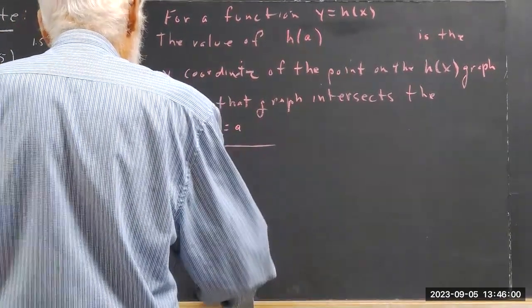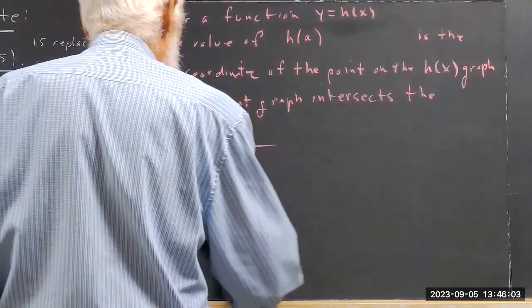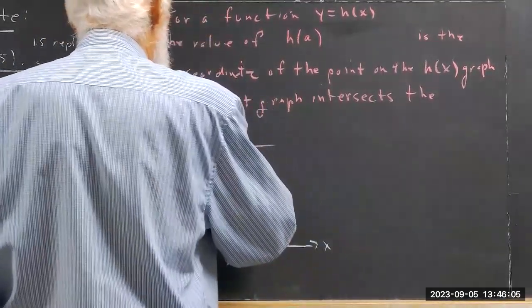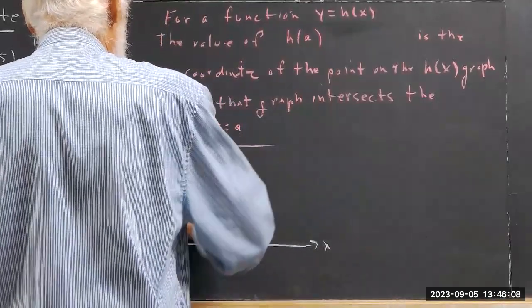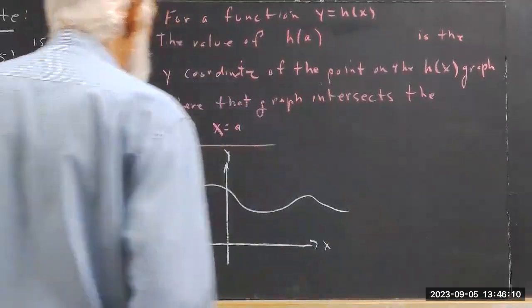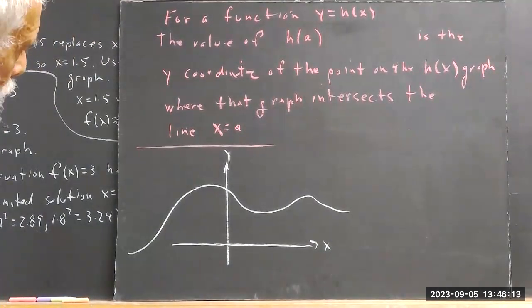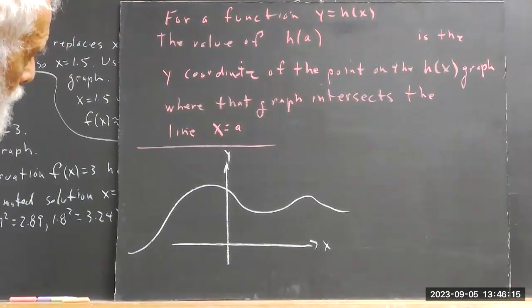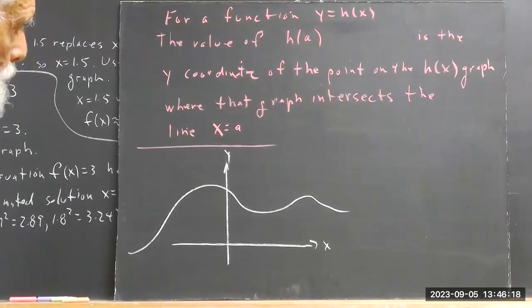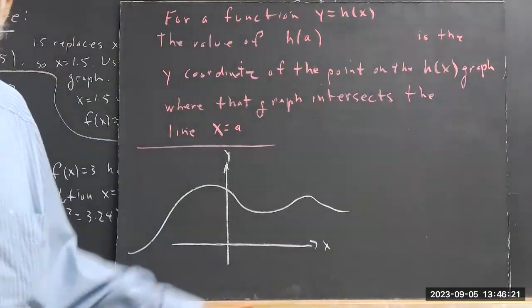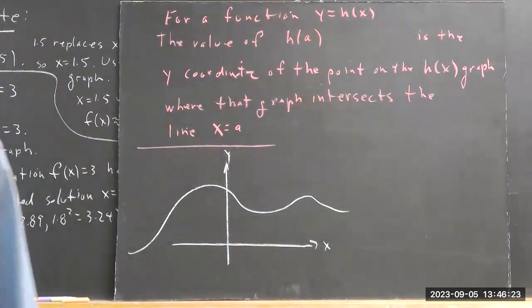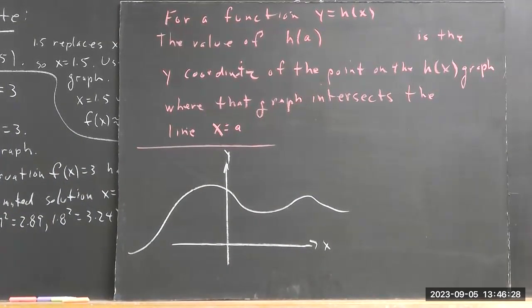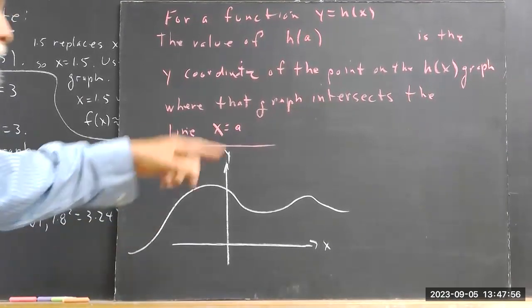So what it means is, okay, now, I want you to sketch a graph that looks something like that. It doesn't have to be exactly the same. And then I want you to draw a vertical dotted line that intersects the graph. Just about everybody now has drawn this graph.